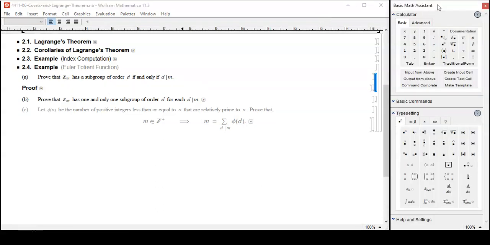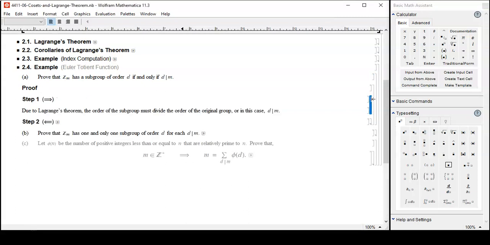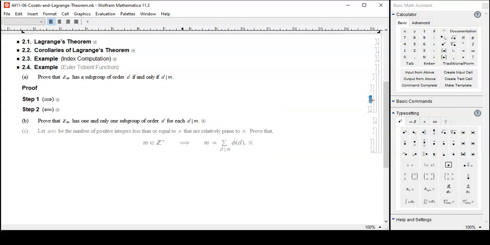Okay, here we go. Step 1, this is really trivial. Due to Lagrange's theorem, the order of the subgroup must divide the order of the original group. In this case, D divides M. So one direction is trivial. The other direction, if D divides M, then can we always find a subgroup of order D?